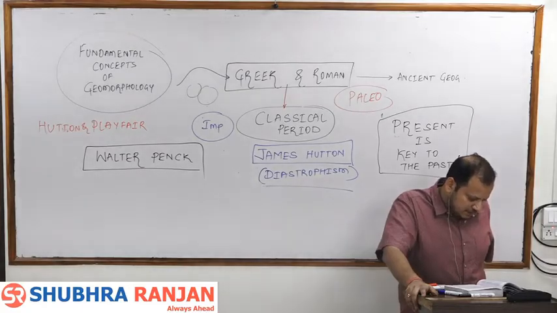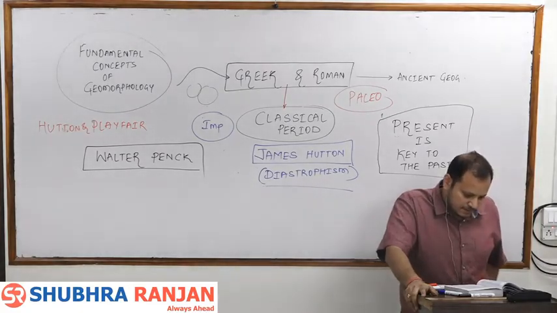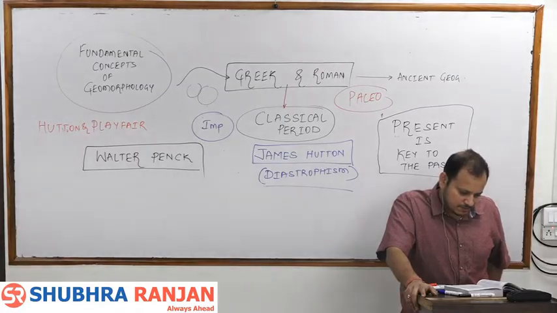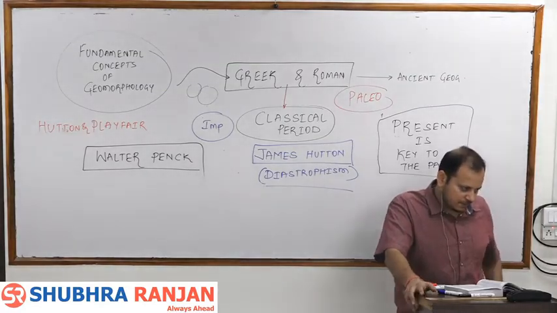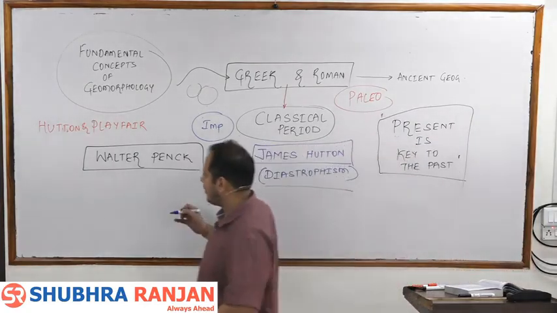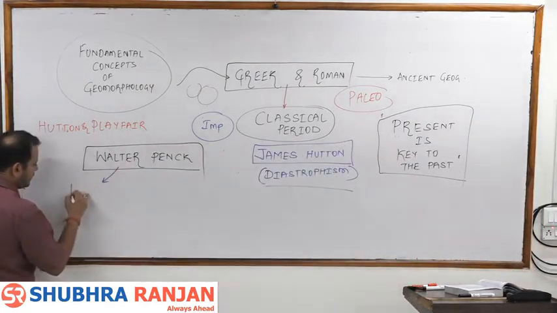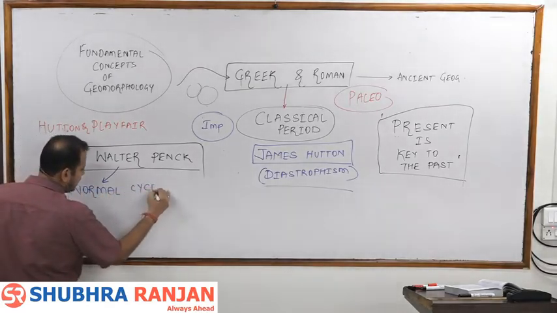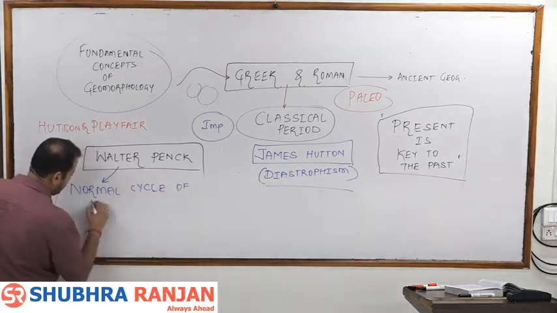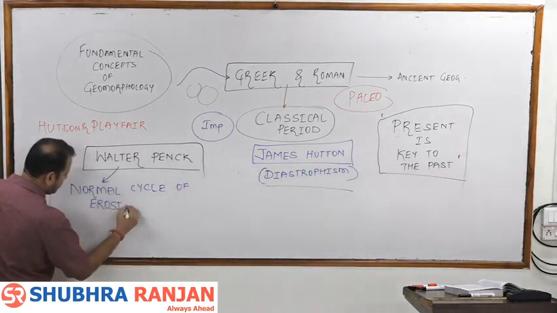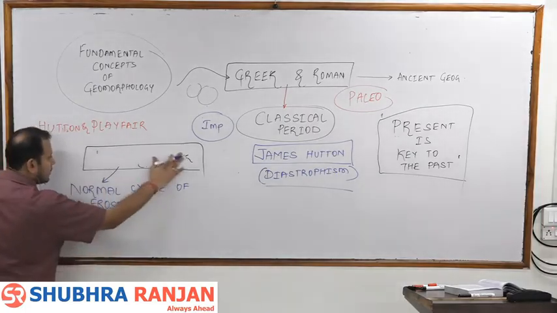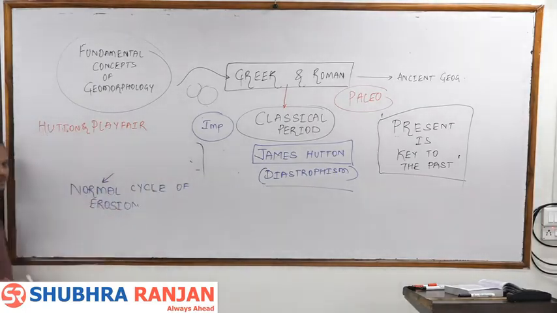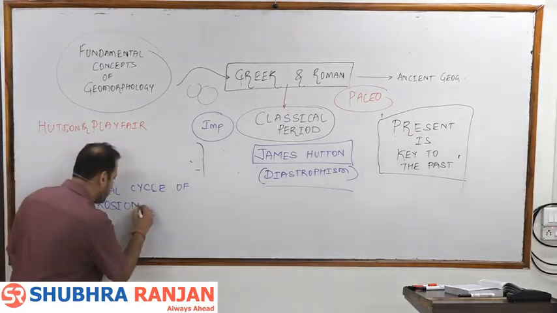He challenged the Davisian concept of the normal cycle of erosion. The Davisian concept is based on glacier, river, wind. Based on what? On the river. He challenged the concept of the normal cycle of erosion.